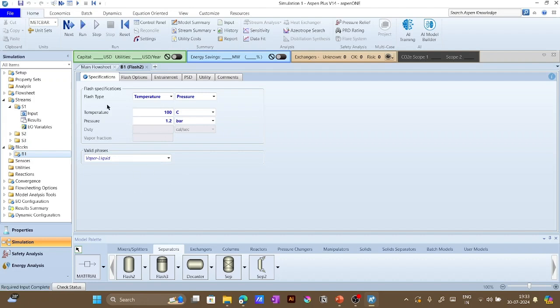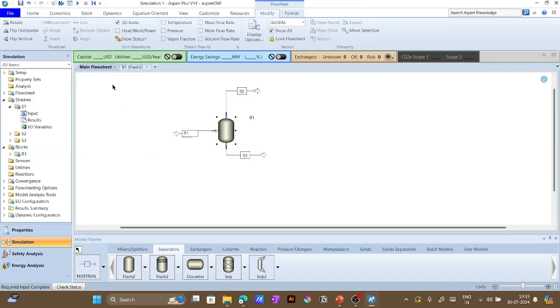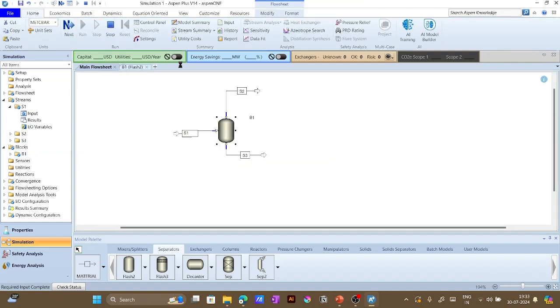To atmosphere. Okay. Let's run it again. So it has run, has completed, and now you can see results are available.